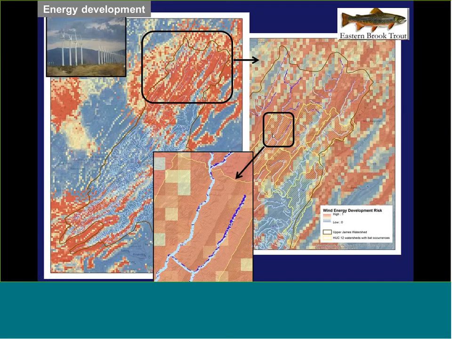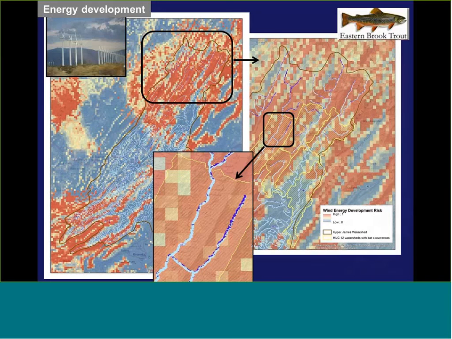So we know that this area could be important for riparian protection. It also has a high risk for wind energy development, and has a watershed with a listed bat occurrence. So all of these are adding up to an area that is likely important.